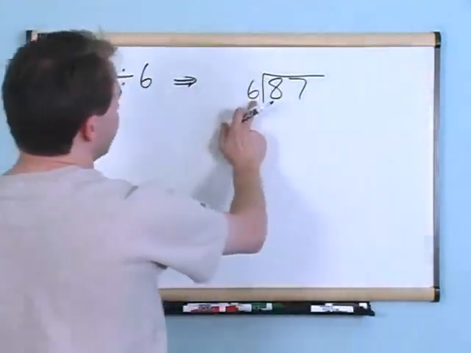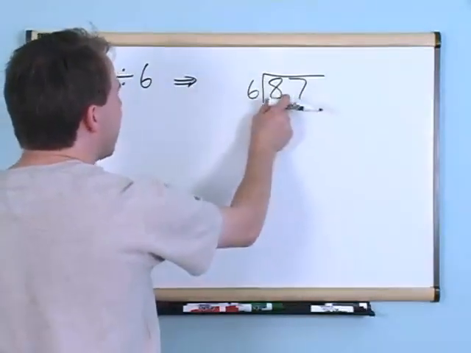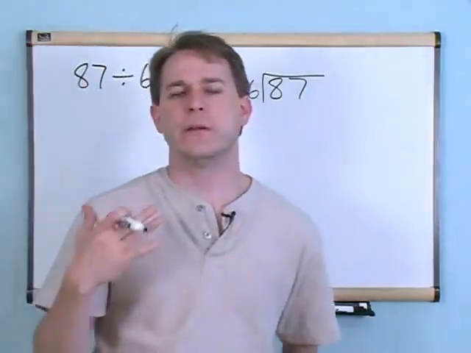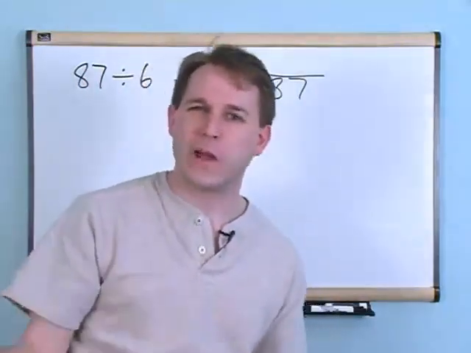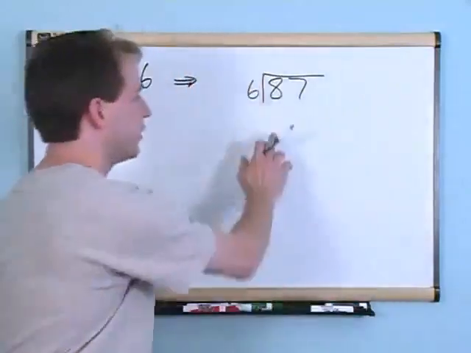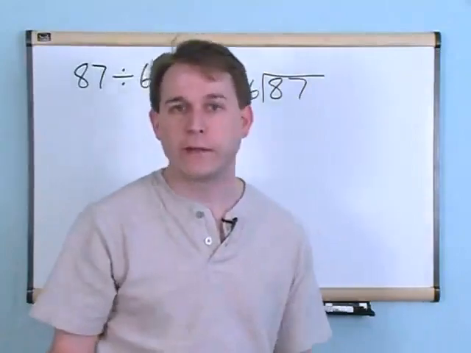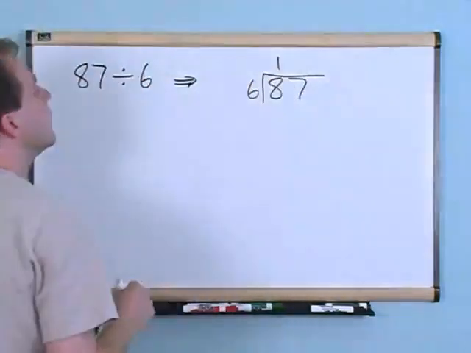So the first thing we're going to do is we're going to see how many times does 6 go into the 8, just the 8 by itself. And so you can kind of think about that. Well, 6 times 1 is 6. And 6 times 2 is 12. Well, 12 is too big because we're just looking at trying to divide into 8 right now. So you're going to have to go with 1, okay? So we're just going to put a 1 up here.